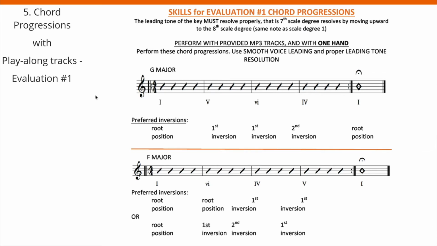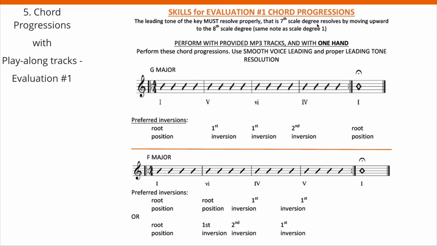There is no reason to split triads between two hands. Do it with your dominant hand. It is best if you move forward to using smooth voice leading and proper leading tone resolution. We're going to talk about functional harmony in just a moment, but to be clear, what I'm getting at is the leading tone of the key must resolve properly. That is the 7th scale degree in any major key, or minor key if it's a half step below tonic. That 7th scale degree is called the leading tone.